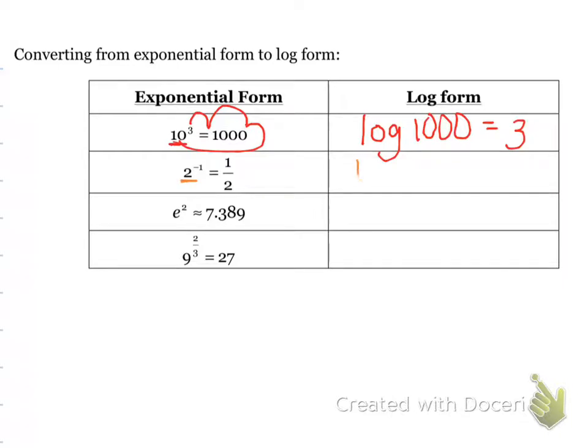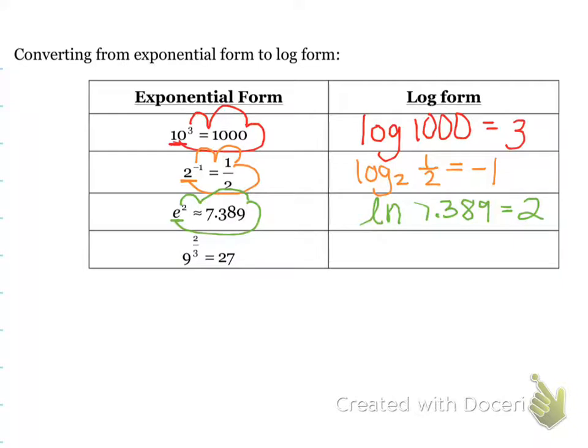So then we have log base 2, because the base of the log is the same as the base of the exponent, of 1/2 equals negative 1. All right, now we have e, so I'm going to write ln, and I don't need to write the base of e because it's understood, of 7.389 equals 2.